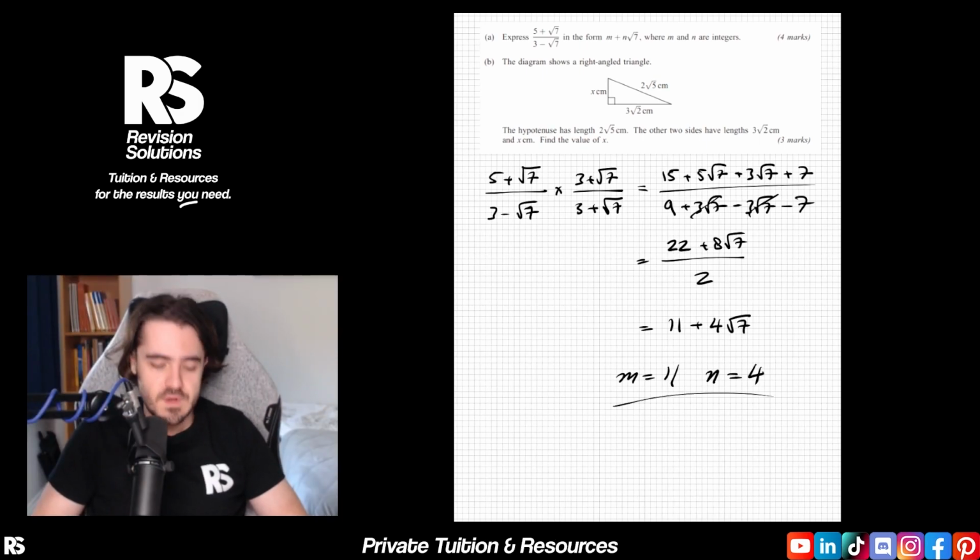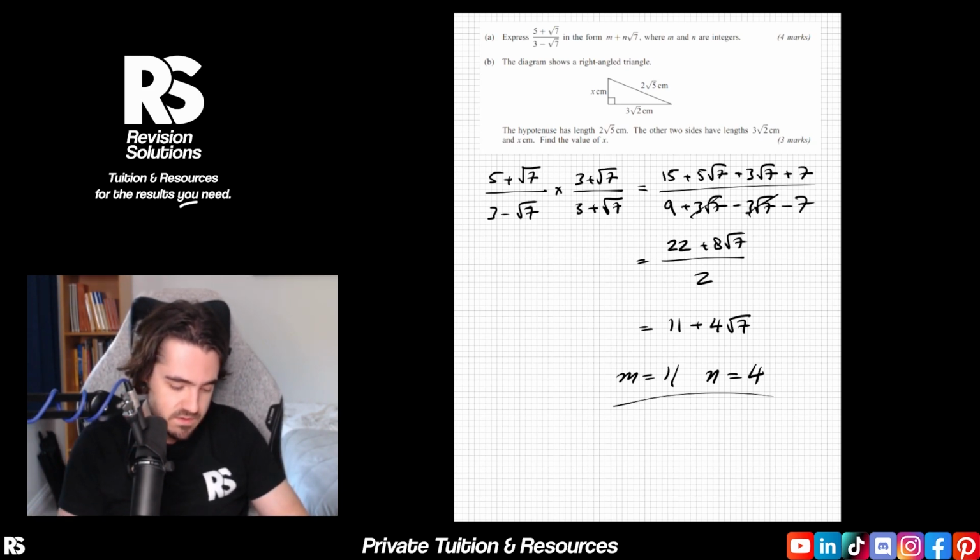And for part B of the question, we've got a right angled triangle. It says the hypotenuse has length 2 root 5. The other two sides have length 3 root 2 and x centimeters. Can we find a value for x? Well, it's a right angled triangle, so we can use Pythagoras' theorem to find x. So for part B, then, we can say 3 root 2 squared plus x squared must equal 2 root 5 all squared.